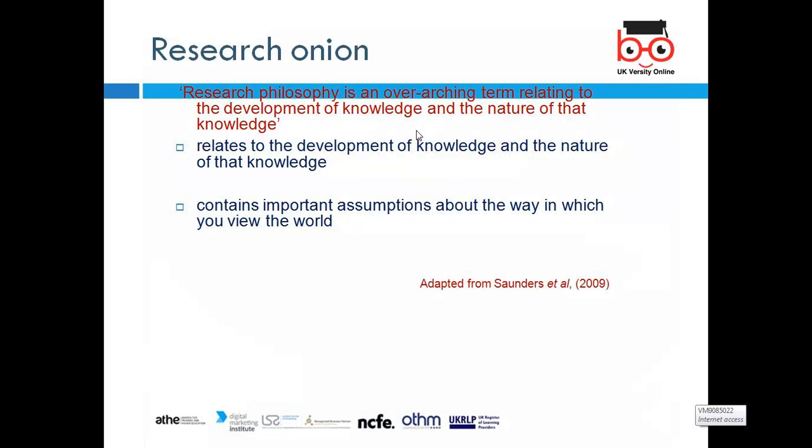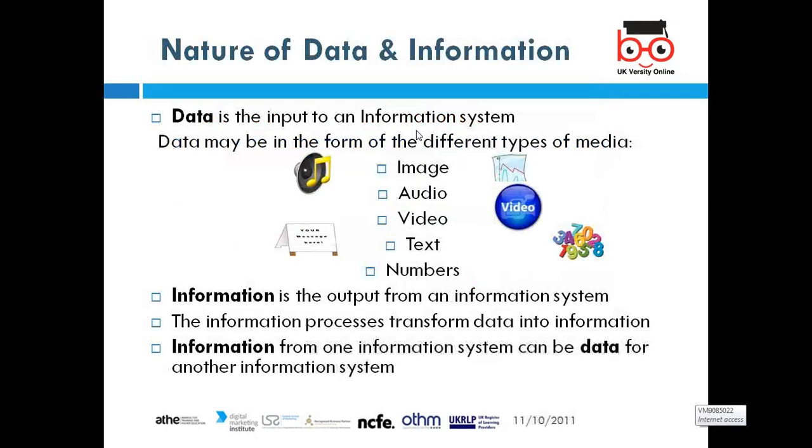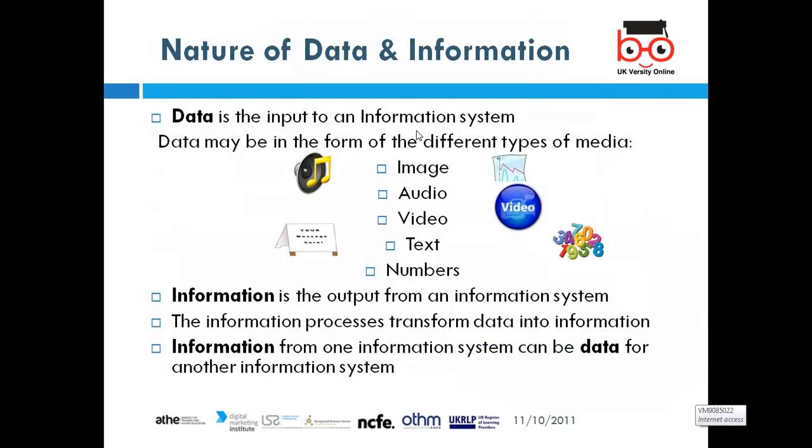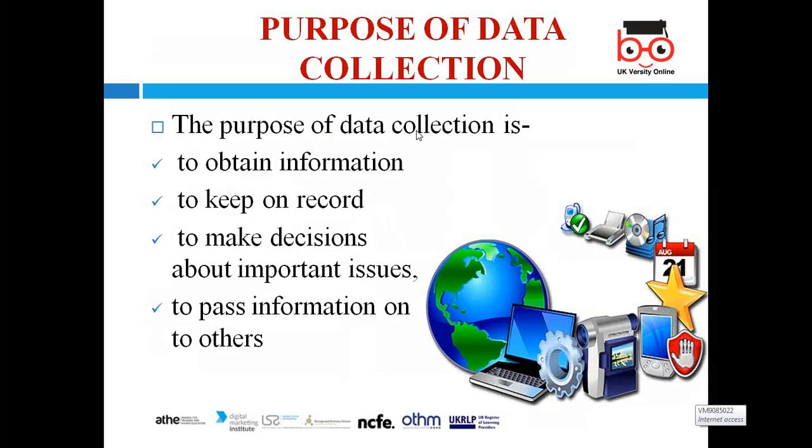Research onion philosophy is an overarching term relating to the development of knowledge and the nature of knowledge, and it contains important assumptions about the way in which we view the world. So data, image, audio, video, text, numbers, information is output from information systems. Information from an information system can be data, and another information system could produce information.